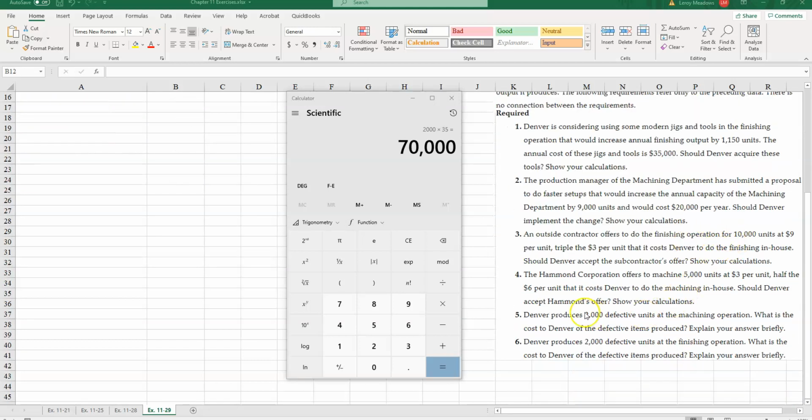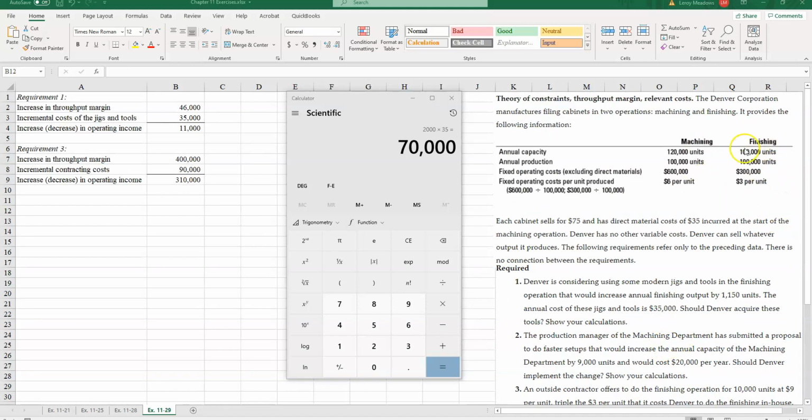And let's take a look here. And actually, I just realized that 6 is not identical to 5, so let's go ahead and go to 6 here. Denver produces 2,000 defective units at the finishing operations. What is the cost to Denver of the defective items produced? Now here, we're not talking about just costs in the finishing department. We're talking about lost contribution margin as well. So we're losing everything. So what are we losing here? We're losing the cost to make those units plus the contribution margin lost.